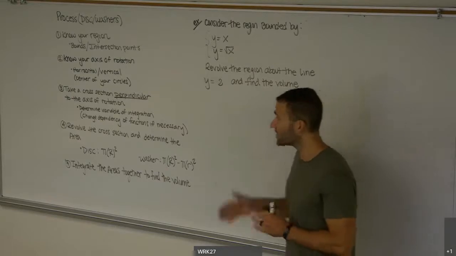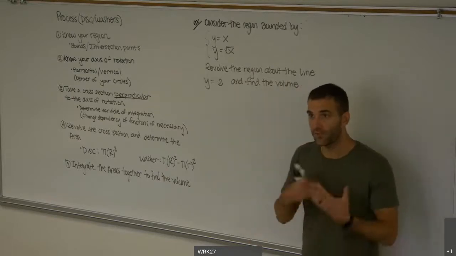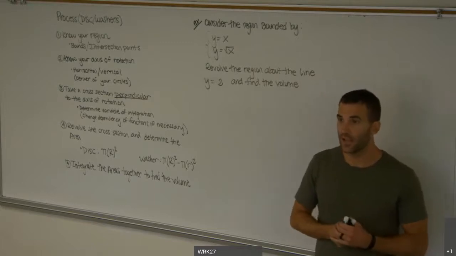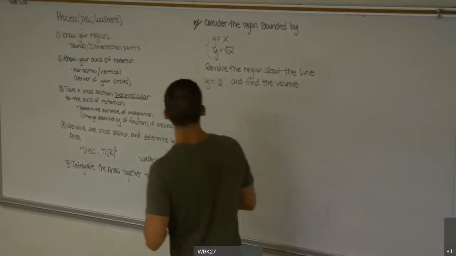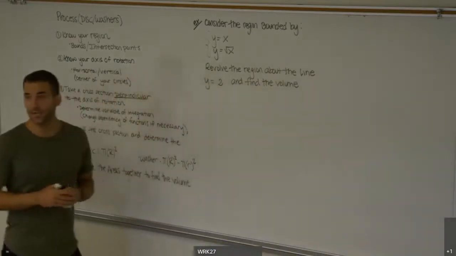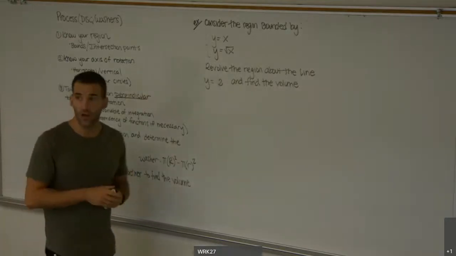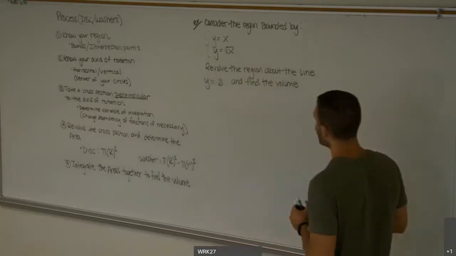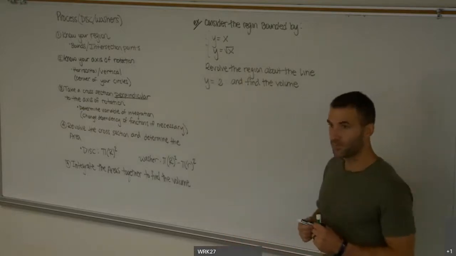And so we're going to go through this process and flesh it out through some examples, and really see it put into action. I started out by giving you a region bounded by y equals x and y equals the square root of x. This time I didn't draw it for you. I want to revolve the region about the line y equals 2 and find the volume.